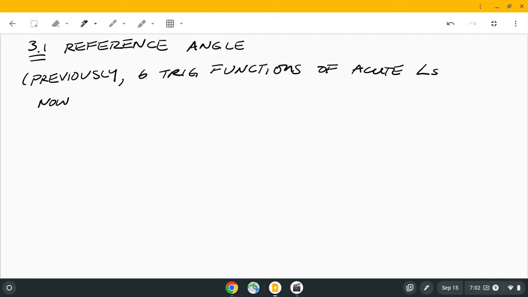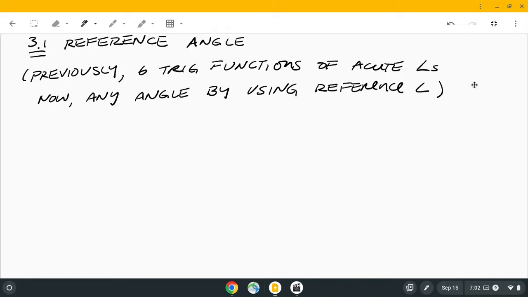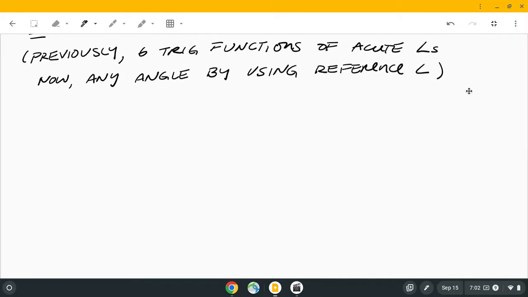Okay, so now we are going to be doing the 6 trig functions on any angle by using the reference angle. So we are going to talk about this wonderful thing called the reference angle. Okay, so what is it? The reference angle.